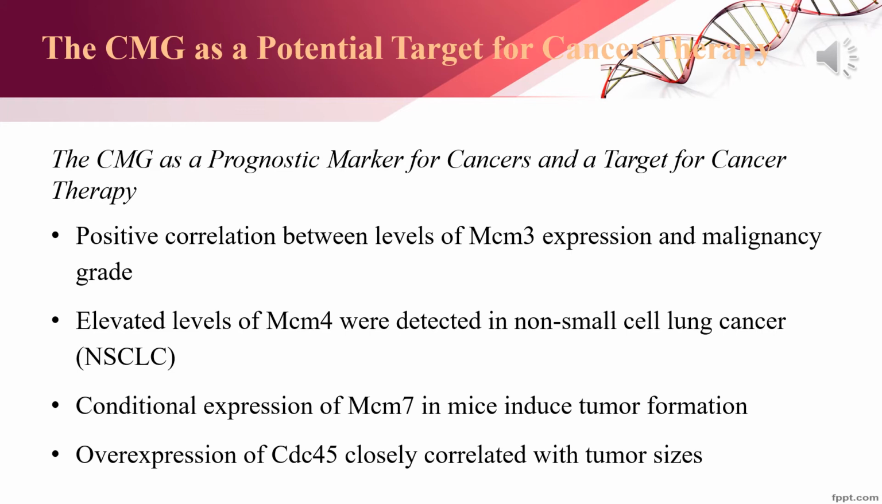MCM3 expression has also been detected in various cancers, including salivary gland epithelial tumors and papillary thyroid carcinoma. The association was positive between MCM3 expression level and ovarian cancer malignancy level. Expression levels of MCM7 were also upregulated in a variety of cancer cells. CDC45 overexpression is strongly associated in papillary thyroid cancer with tumor sizes and phases.